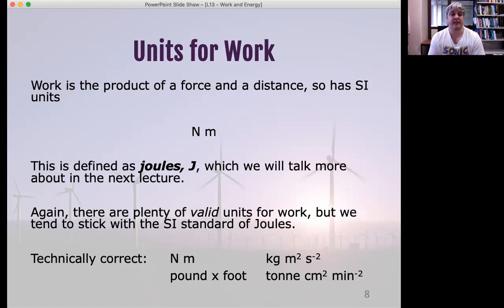I've just noticed that slide says the next lecture. I've actually put energy into this lecture, so we are going to talk about that in this lecture, not next lecture.